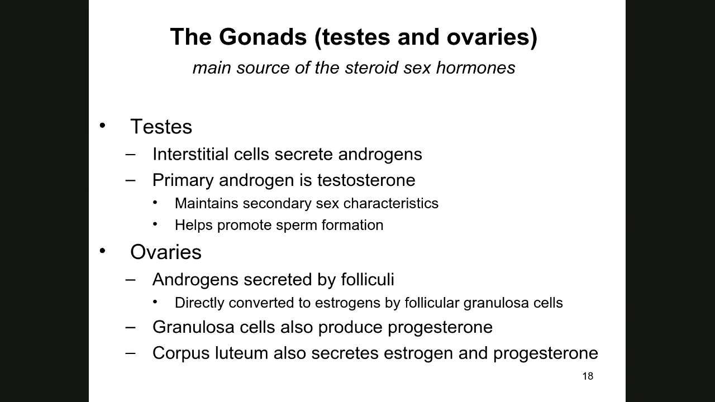Ovaries: androgen secreted by the follicles is directly converted to estrogen by follicular granulosa cells. We will look at those when we study the reproductive system. Granulosa cells also produce progesterone. The corpus luteum also secretes estrogen and progesterone. So those are the testes and ovaries, the main source of steroid hormones.